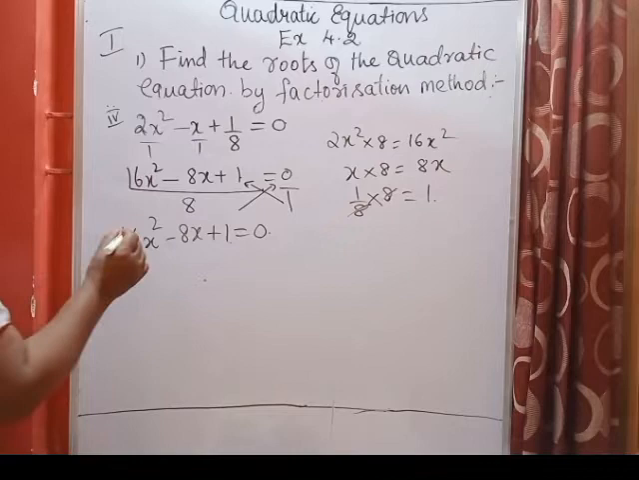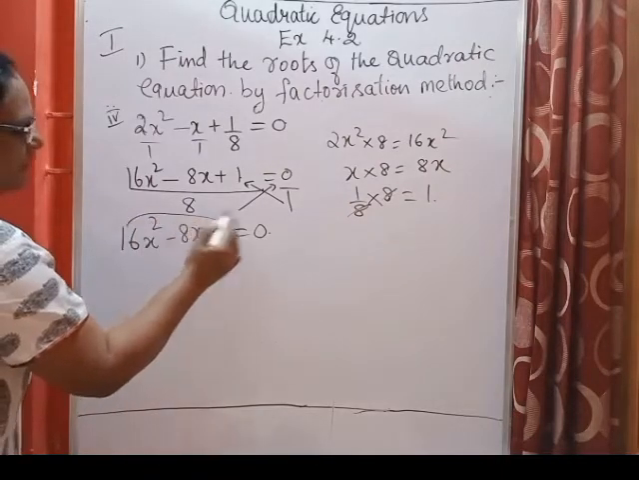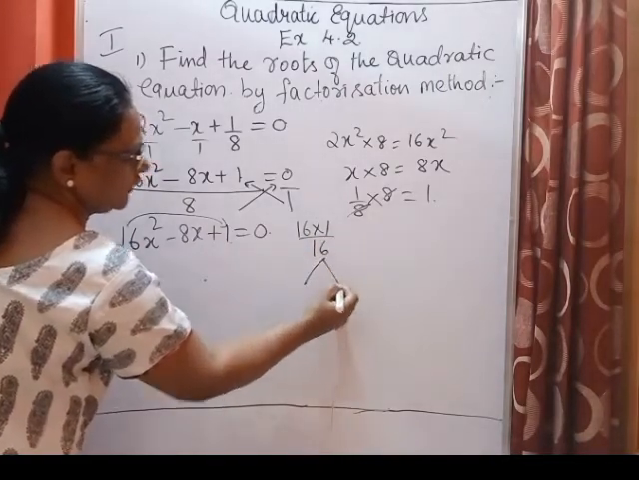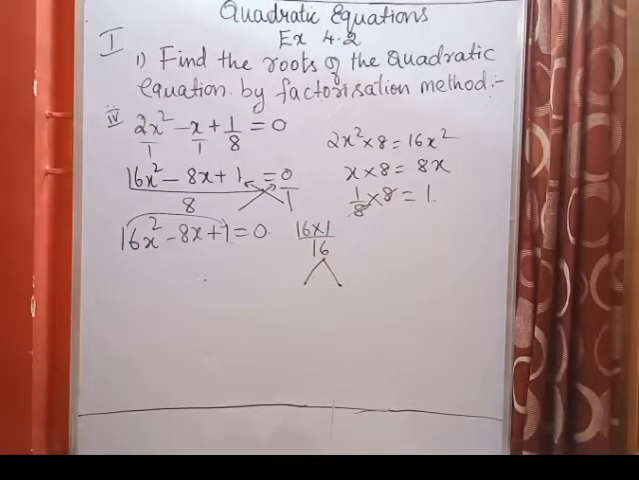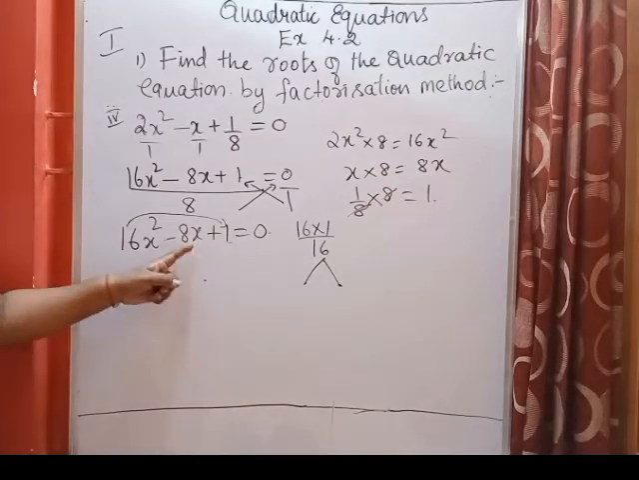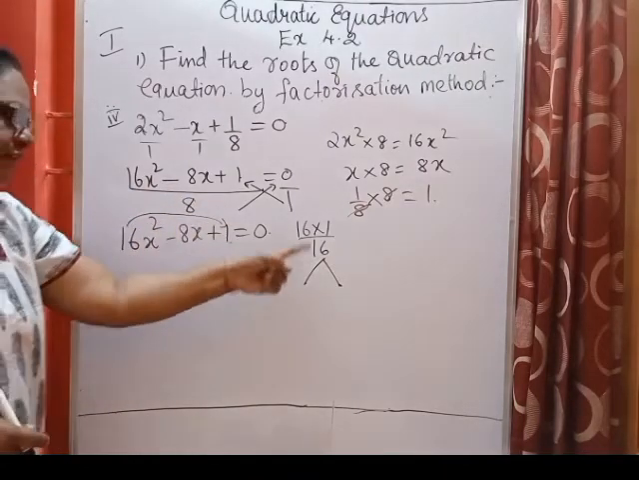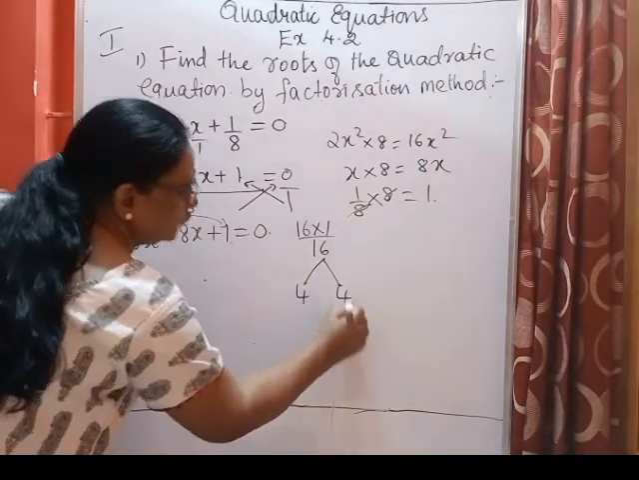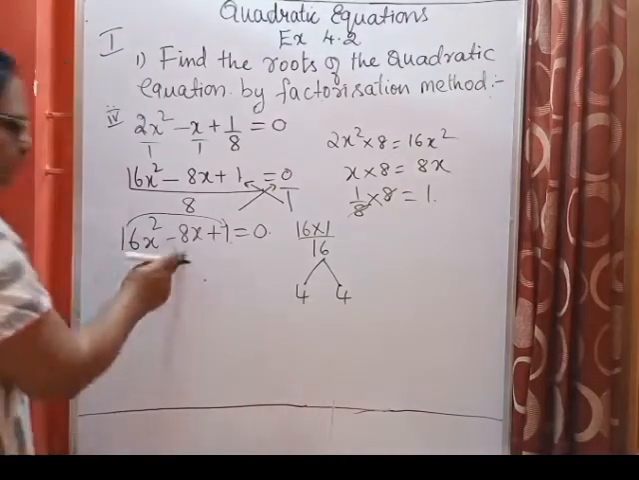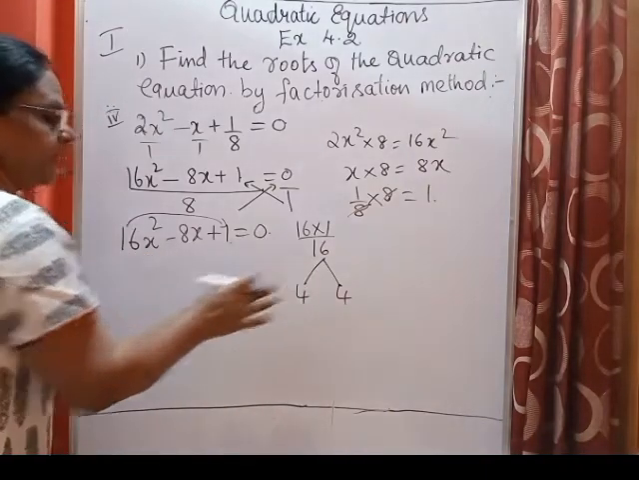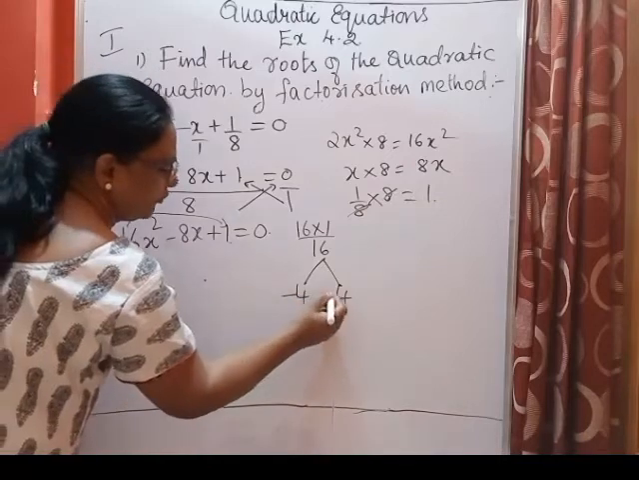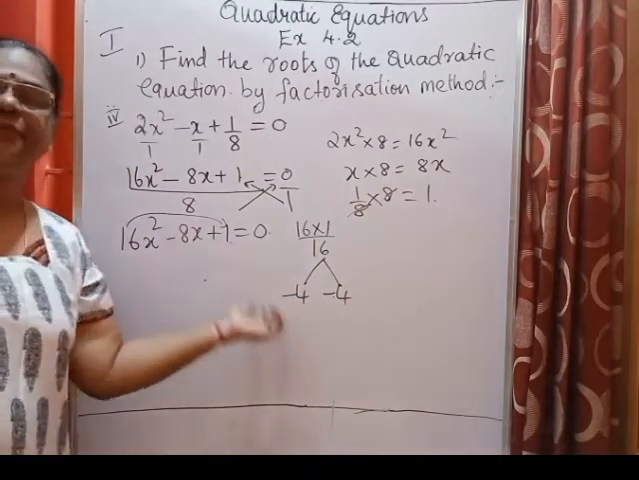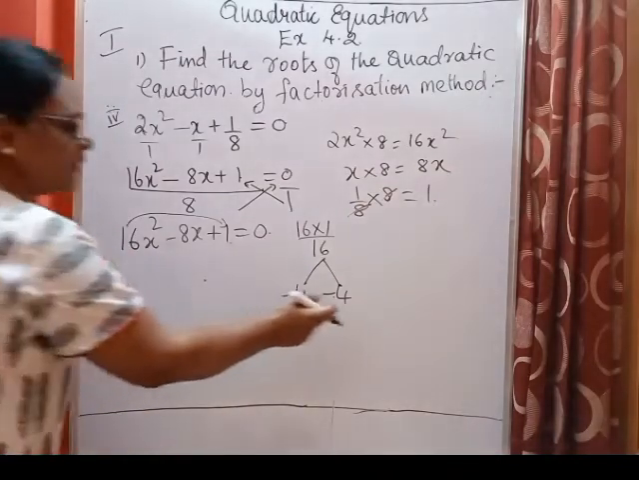For this now you have to take the factors. I told you, A and the number: 16 into 1 is 16. You have to take the factors for 16 so that when you add or subtract, you should get the middle term. 16 factors are very simple: 4 fours are 16, because when you add 4 and 4, you are getting 8. When you add, put the same sign, whatever is there. When you subtract, put the opposite sign. Minus 4 minus 4 is minus 8.